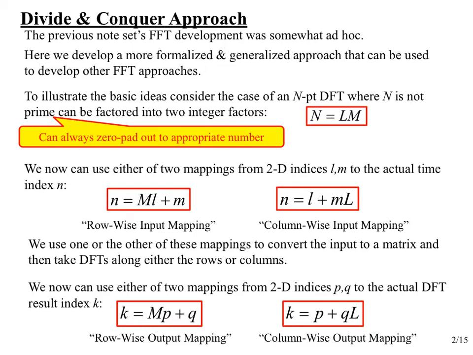This is called the divide and conquer approach, and we saw that kind of behavior in the previous note set, where we divided into the even indices and the odd indices of our input signal. That was the dividing part. Now we're going to make this a little more formalized and generalized.